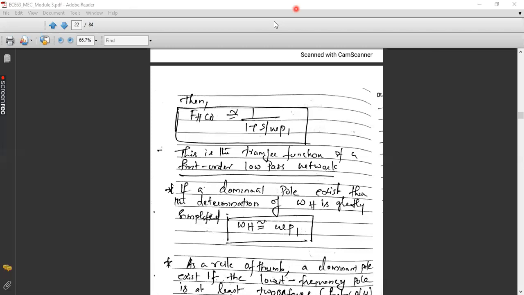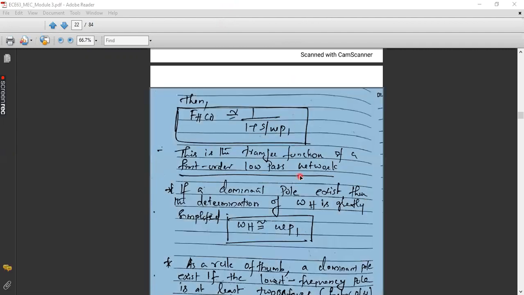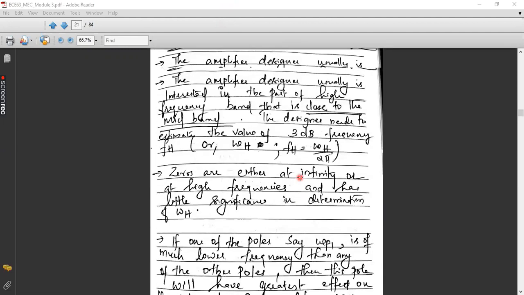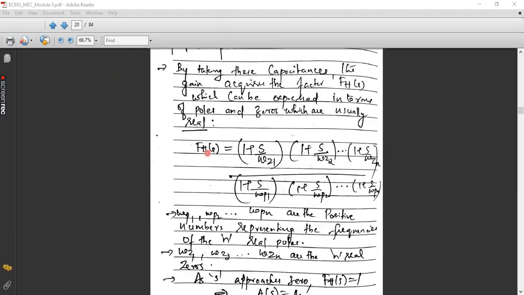In the last class, we were discussing how to find the cutoff frequency omega h by using the dominant pole concept. So let us have a brief introduction about the high frequency gain function, and then we will start discussing the concept of dominant pole. Already I have discussed that, but let us revise it once again. So this was the expression for the high frequency gain function.